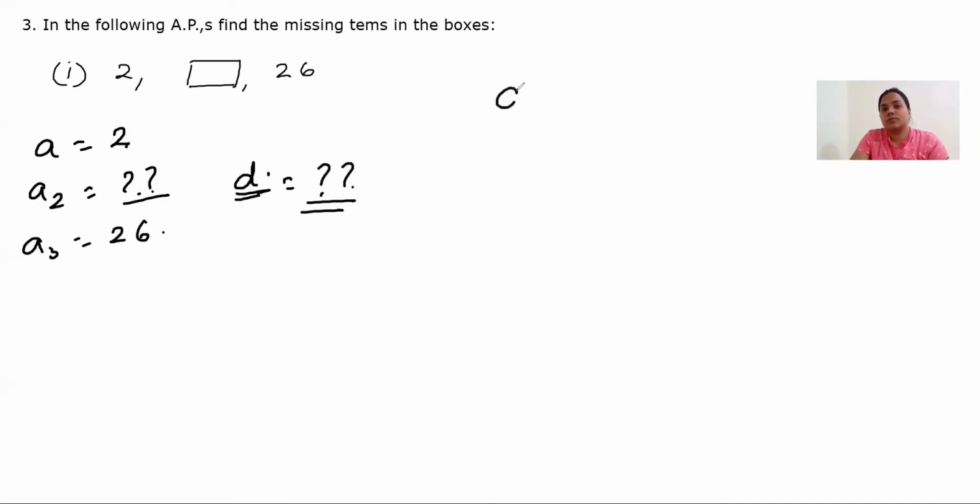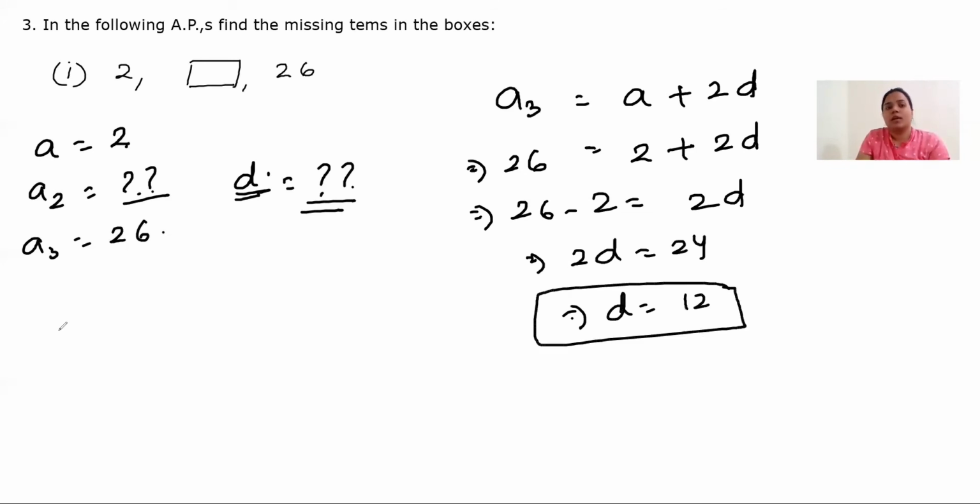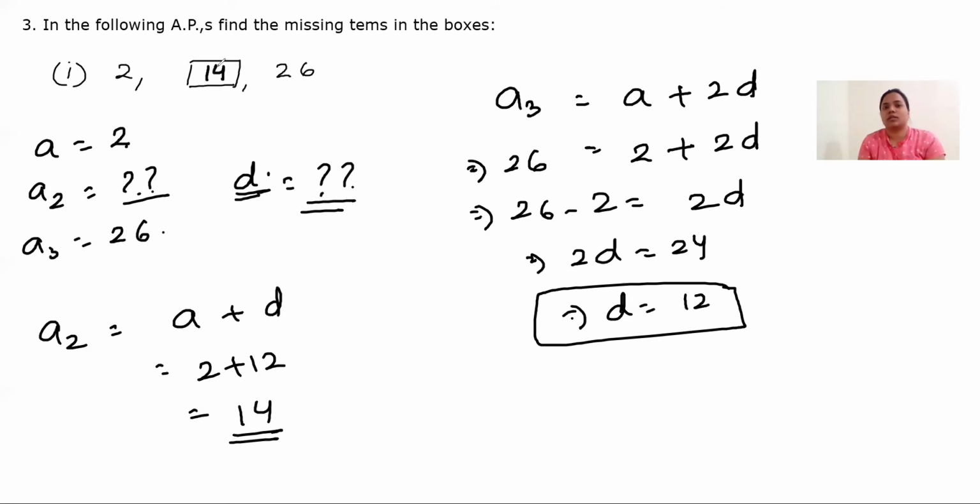How can we find that? By substituting the values. A3 is equal to A plus 2D. A3 is already given, that is 26. So 26 is equal to 2 plus 2D. So 26 minus 2 is 2D, which implies that 2D is 24. Therefore, D is equal to 12. We got D. Now we will find A2. A2 will be A plus D, 2 plus 12, that is 14. So our missing number in the box is 14.